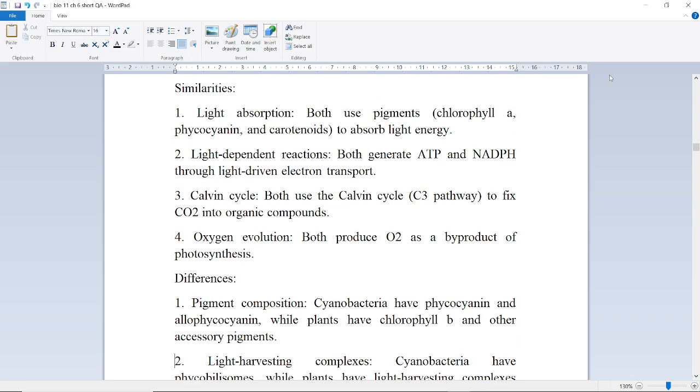Light absorption. Both use pigments, chlorophyll a, phycocyanin, and carotenoids to absorb light energy. Light-dependent reactions. Both generate ATP and NADPH through light-driven electron transport. Calvin cycle. Both use the Calvin cycle or C3 pathway to fix carbon dioxide into organic compounds. Oxygen evolution. Both produce oxygen as a byproduct of photosynthesis.